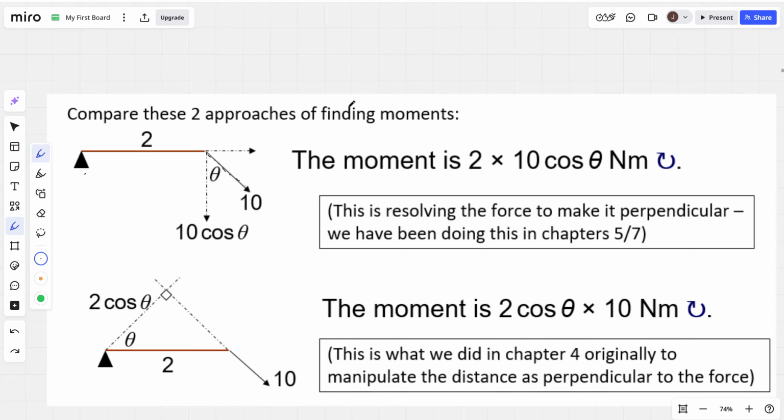So we're now on to the most challenging part of mechanics probably, which is moments. So before going into doing lots of problems, we're going to lay the groundwork a little bit because this will make it easier. I'm going to show you two ways that you can find moments with diagonals. So think back to chapter 4.